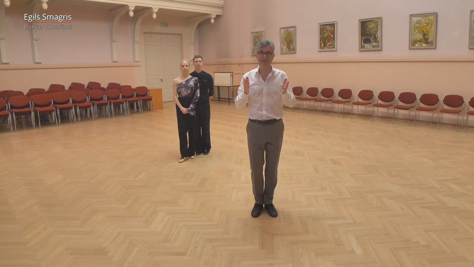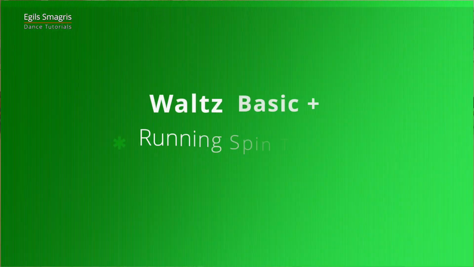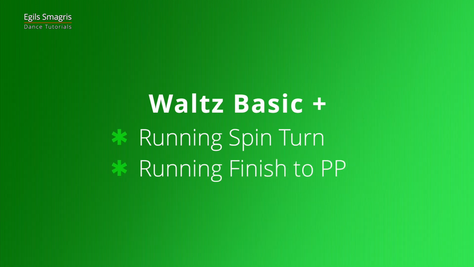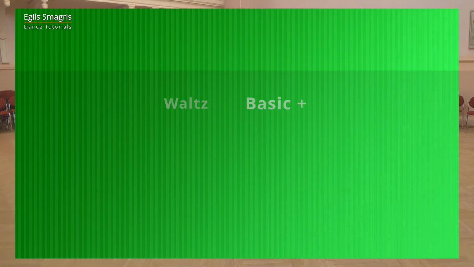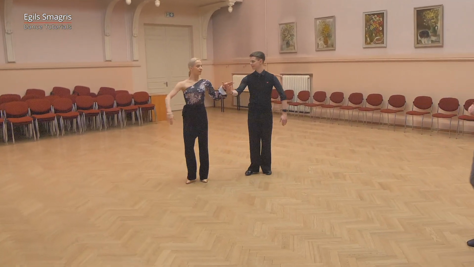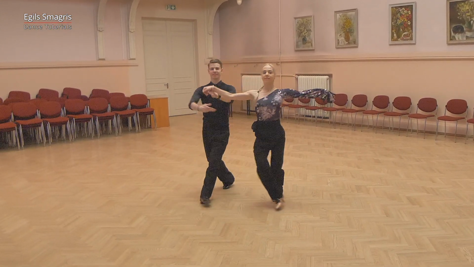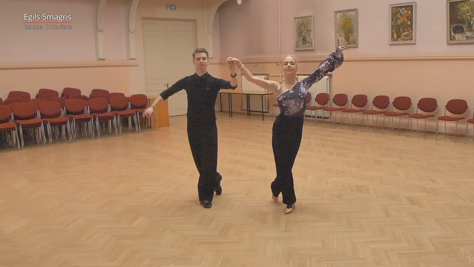Here we explore interesting basic figures which you can find in technique books and also interesting choreographies. And today we will look at running spin turn and running finish to promenade position. And now let's welcome our wonderful demonstrators, Romance and Violetta.